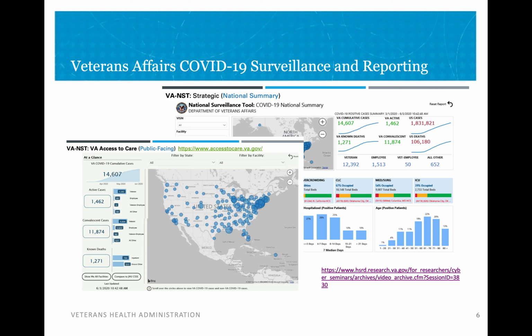This screenshot shows two of the reports generated by the VA for COVID surveillance. These reports show the case counts and trends across the country at VA clinics. And because the VA is a national healthcare system, it puts it in a strategic place to do national surveillance of this kind.